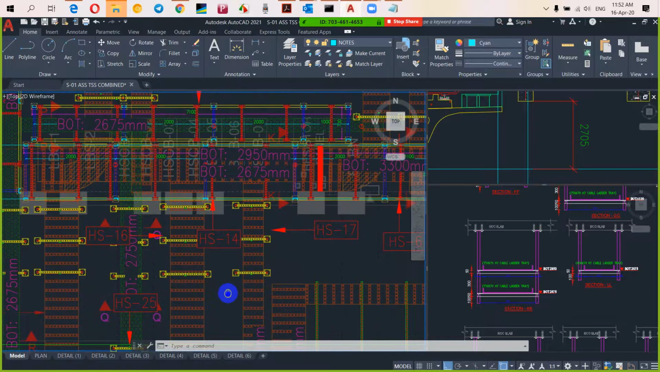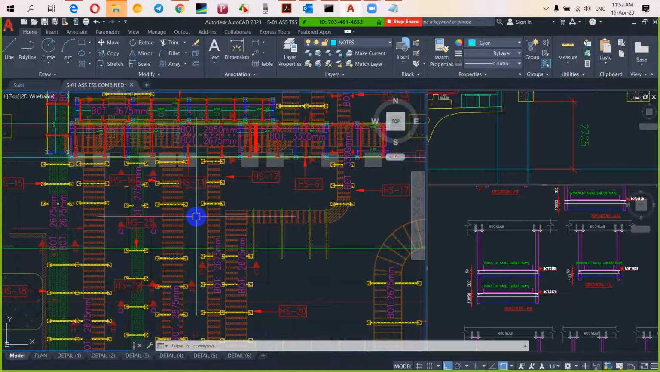Anyway, HS17 you cannot run at that level. You have to run it at 2675 only. So you have to give a drop in that, not an elbow or something. So it will be directly dropping.